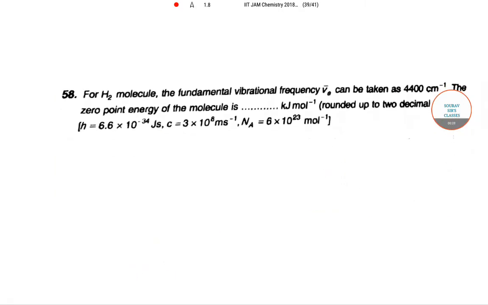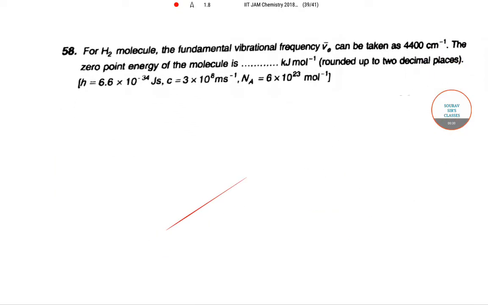So we have question number 58 in hand. For H2 molecule, the fundamental vibrational frequency, or nu, can be taken as 4400 centimeter inverse. The zero point energy of the molecule is what we have to find out in kilojoule per mole and round it out to 2 decimal places. The value of h is given, and that of c, the speed of light, and Na are also given.